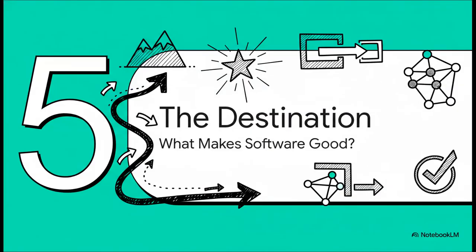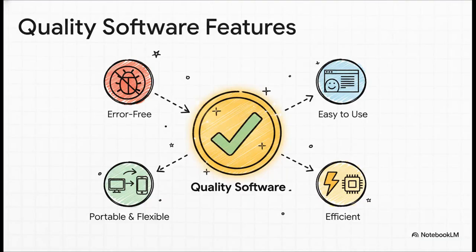So we've covered the phases, we've covered the different models you can use. But what's the end goal of all this? What are we actually trying to achieve at the end of this whole journey? The goal, plain and simple, is to create quality software. And quality means a few key things. It's got to be error-free, that's a given. But it also has to be easy for people to use and, this is important, easy for other developers to update down the road. It should be flexible, able to run on different systems, and, crucially, it has to be efficient. It shouldn't be a resource hog that slows down your whole computer. Following a good SDLC process is what helps you hit all of these targets.